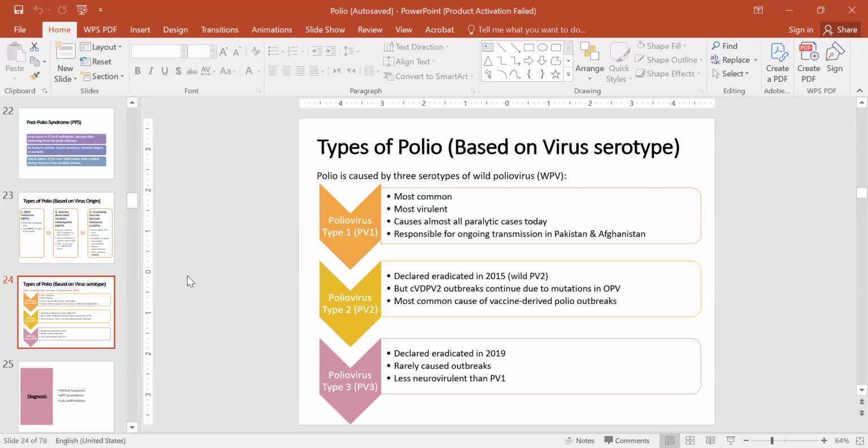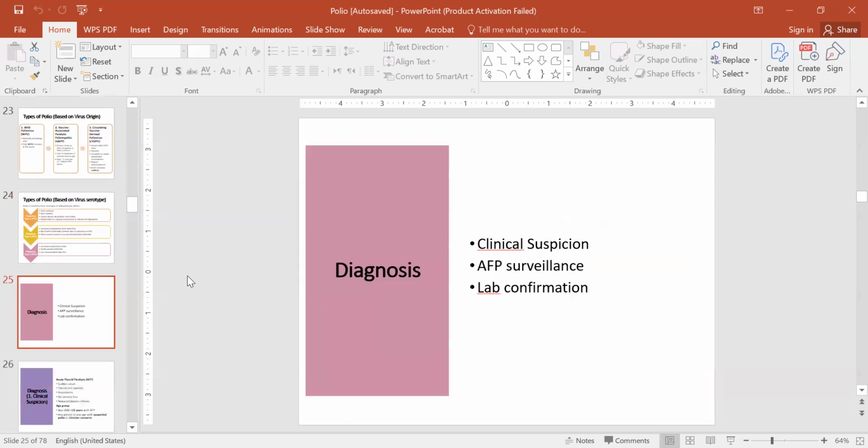Then we have poliovirus type 2. It was declared eradicated in 2015, but CVDPV2 outbreaks continue due to mutations in OPV. The most common cause of vaccine-derived polio outbreaks is this second serotype. Then we have poliovirus type 3. It was declared eradicated in 2019, and it rarely caused outbreaks and is less neurovirulent than the first serotype.